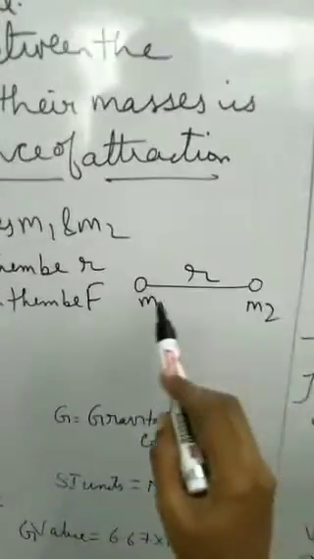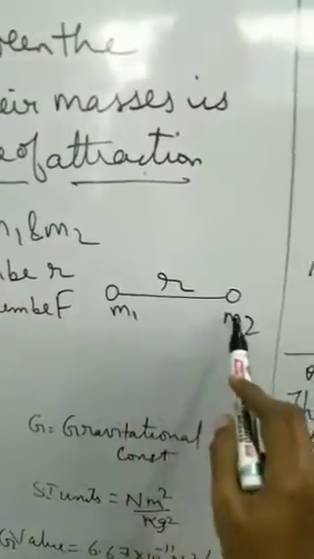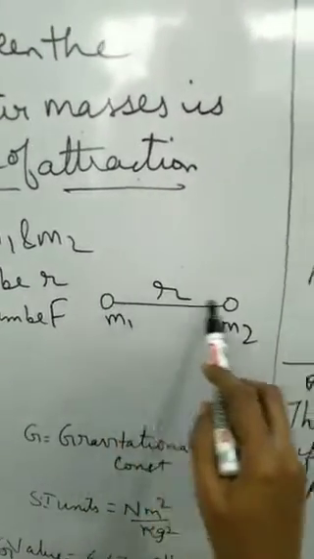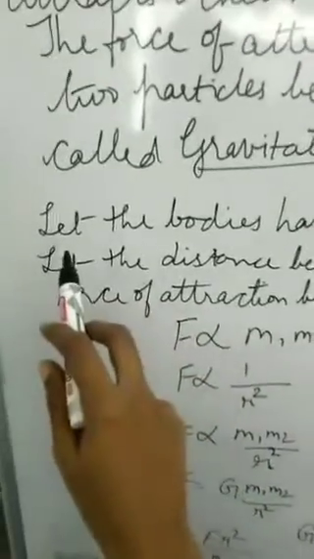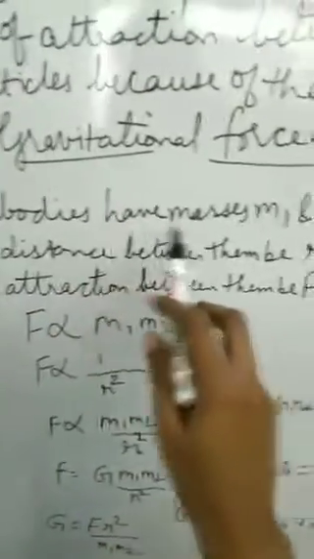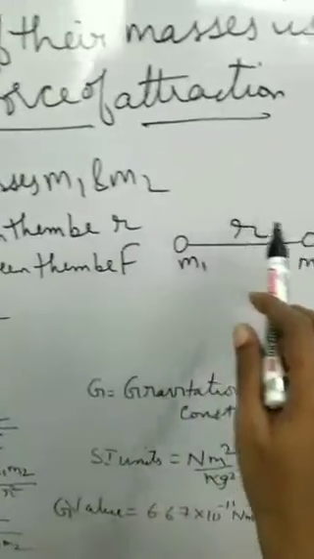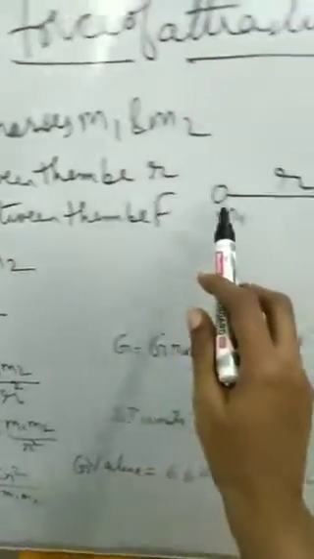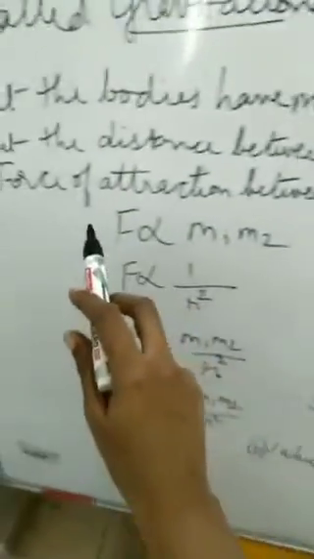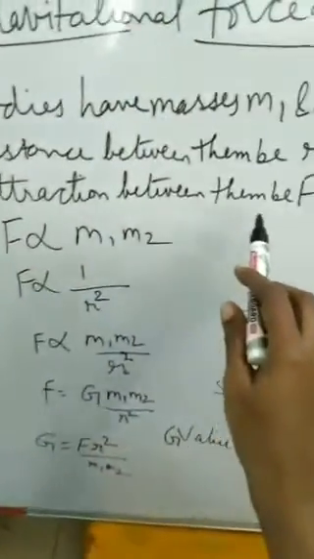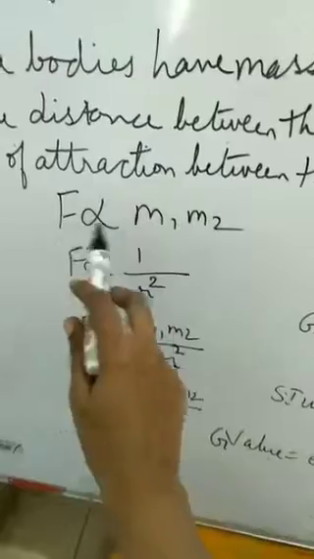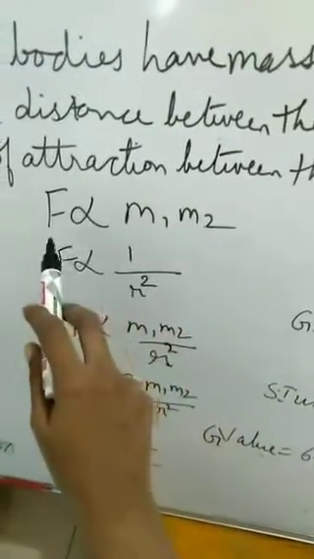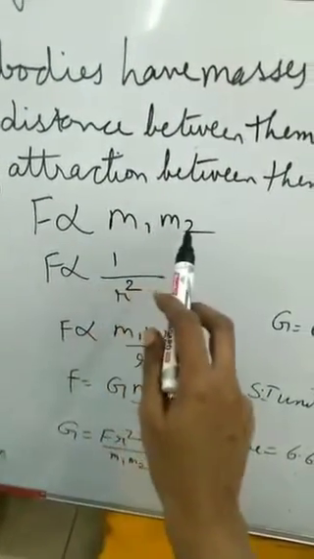For example, you take two bodies of masses m1 and m2, and they are separated by a distance r. So we have a small derivation here. Let the two bodies have masses m1 and m2, and let the distance between them be small r. The force of attraction between them depends upon the product of their masses. F is directly proportional to m1 into m2.